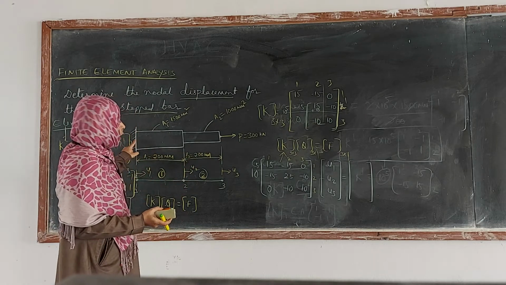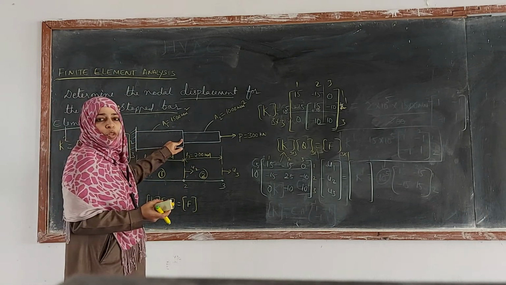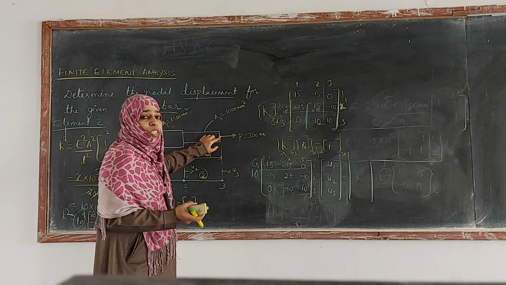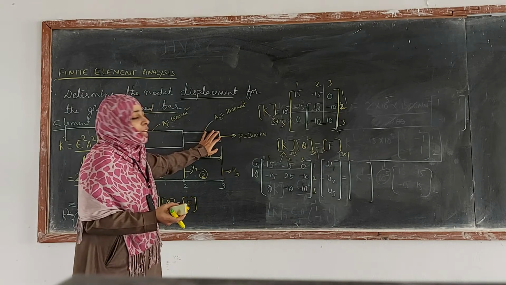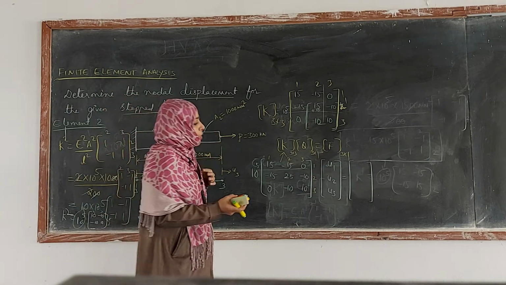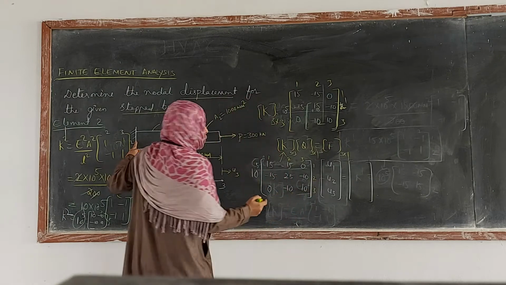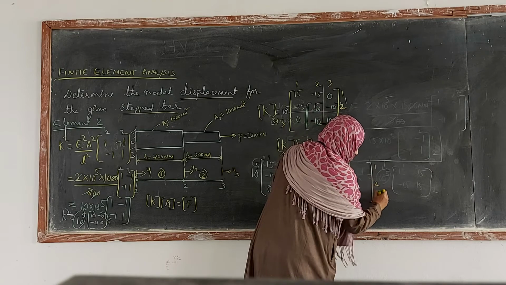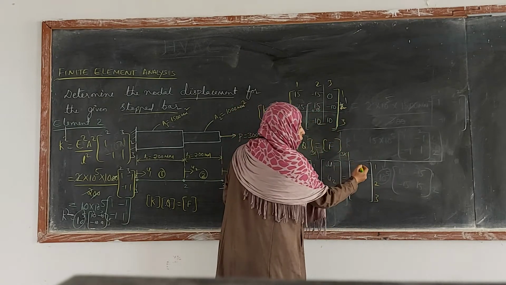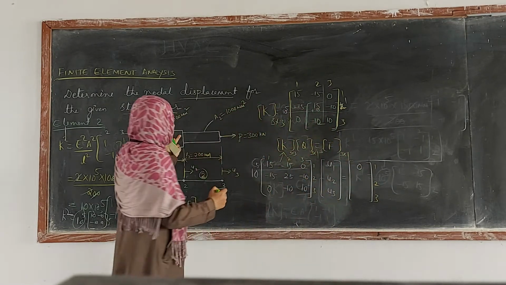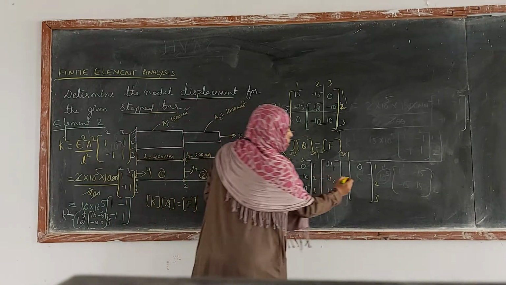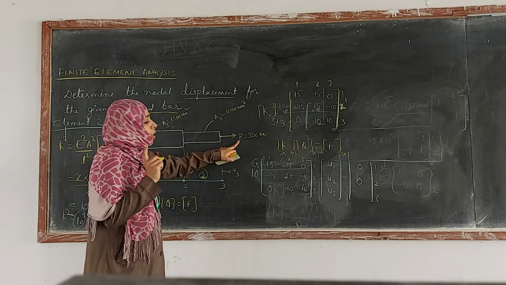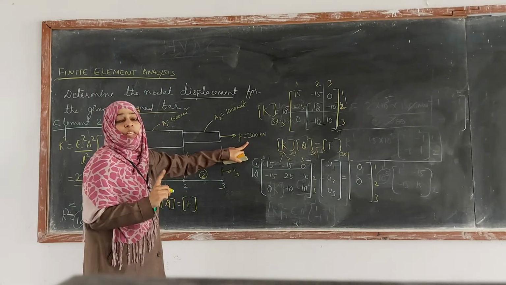If you see here, at node 1 it is fully constrained, and at node 2 also we don't have any force. If you see here, at node 3 we have a force acting to the right side, along the x-axis, which is P equal to 300 kN. So at node 1 we don't have any load, even at node 2 we don't have any load. But at node 3 we have a point load of 300 kN, and that is also acting on the right side.